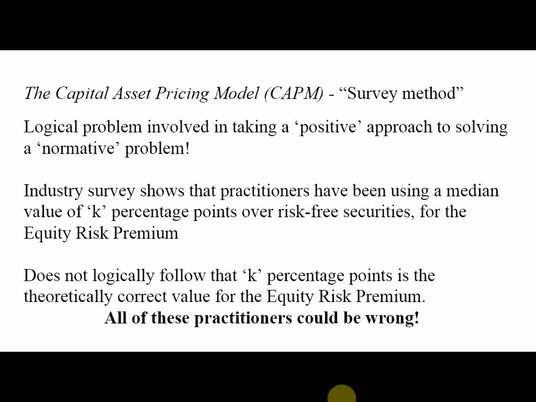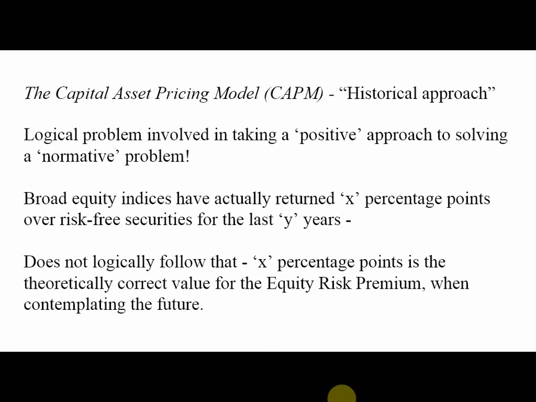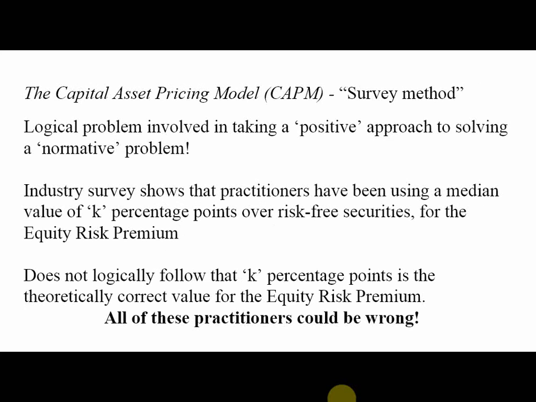Okay. So essentially, the survey method is essentially the same thing, a slightly different approach. In the survey method, they are surveying industry practitioners, corporate finance managers, etc., and asking them, what do you use as the value for the equity risk premium? What have you been using? And you take the median value that is coming out of the survey, and you take that as your equity risk premium going forward. Okay, again, that has the same problem: all these practitioners could be wrong. Just because people are using a certain value for the equity risk premium in practice doesn't mean that it's actually theoretically correct. Okay, what should be the value going forward?